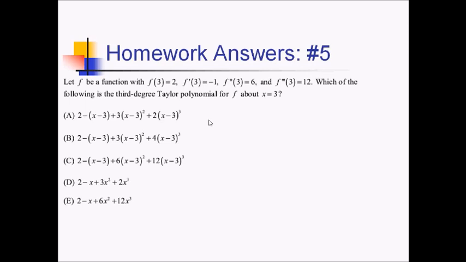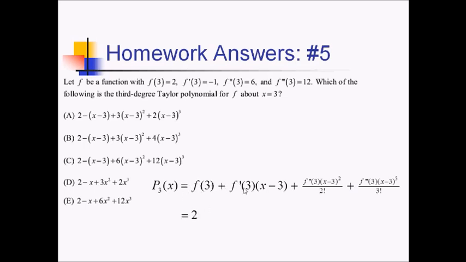So my general setup on this one, I'm going to have f of 3 plus f prime of 3 times x minus 3 plus f double prime of 3 times x minus 3 squared over 2 factorial. And then I'll have triple prime of 3, x minus 3 cubed over 3 factorial. Whole lot of 3's in that last one. So plugging specific things in, that means we've now got 2 minus just 1 times x minus 3, so minus x minus 3. Now we've got 6 times x minus 3 squared over 2 factorial, and 12 times x minus 3 cubed over 3 factorial. But that's none of the answer choices.